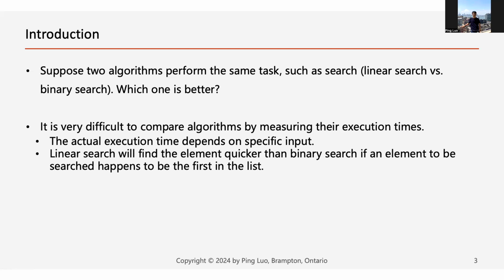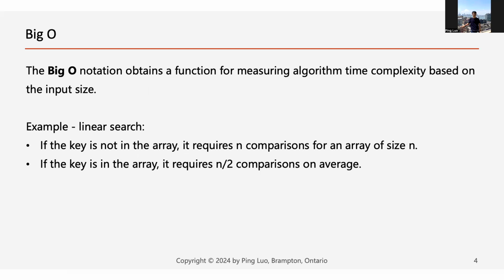For example, linear search will be much faster than binary search if the element we want to search is just at the beginning of the list. So linear search will just find it directly, but binary search needs to divide the list into two and find it on the first and then second, and will be very slow. But actually, we know binary search should be much better than linear search. So how can we compare these algorithms?